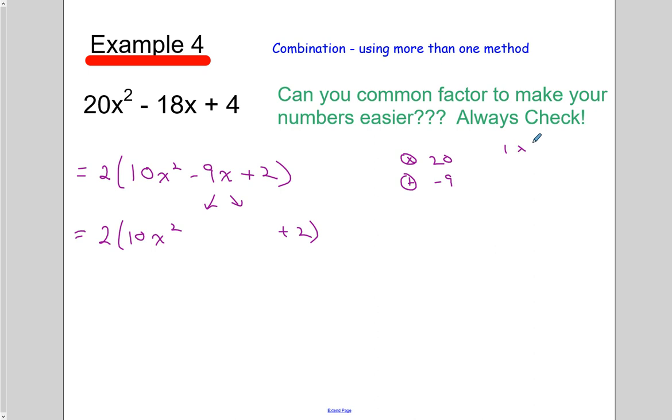Well, 20 could be 1 times 20. It could be 2 times 10. It could be 4 times 5. Oh yeah, there we go. Negative 4 and negative 5 would do it. Those would add to negative 9, and they would multiply to positive 20. So let's go minus 5x minus 4x. Put those terms in. Let's do our factoring by grouping.